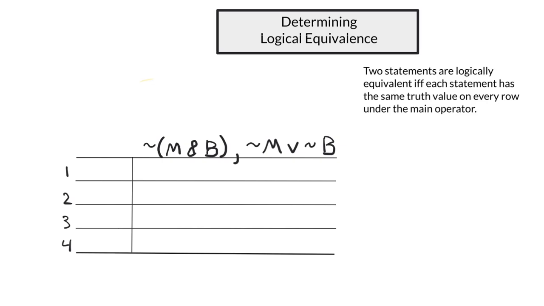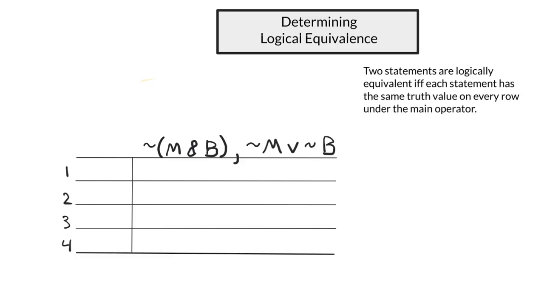In this video, I'll demonstrate how to use truth tables to determine logical equivalence. The basic definition of when two statements are logically equivalent is if and only if each statement has the same truth value on every row under the main operator.